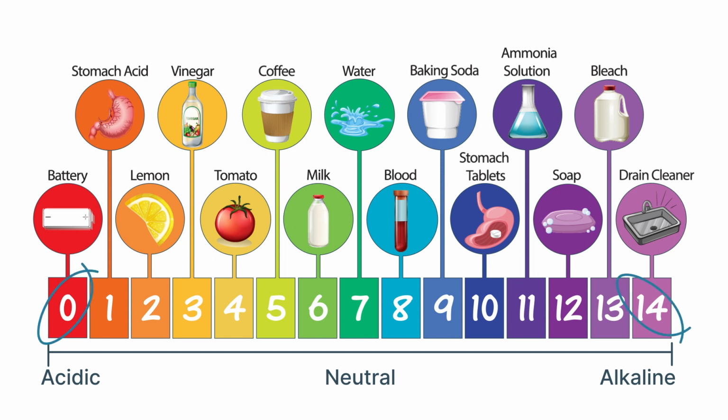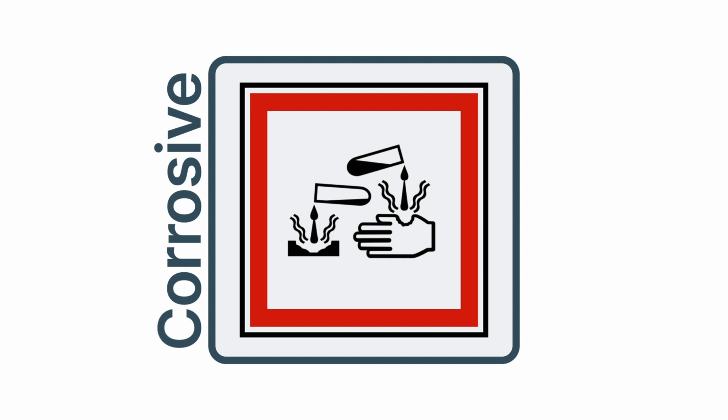These tend to be the ones you see at either end of this scale, with very high or very low pH values. They would be described as corrosive, and they would always be accompanied by the appropriate hazard symbol.